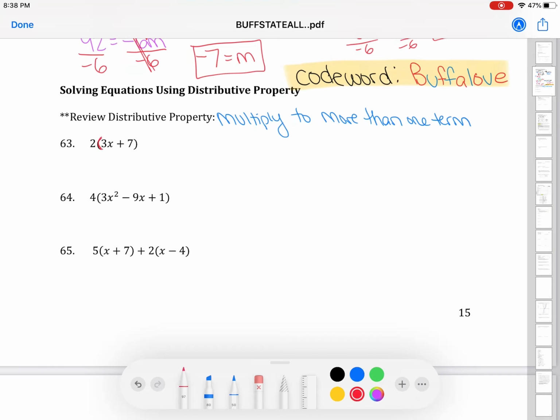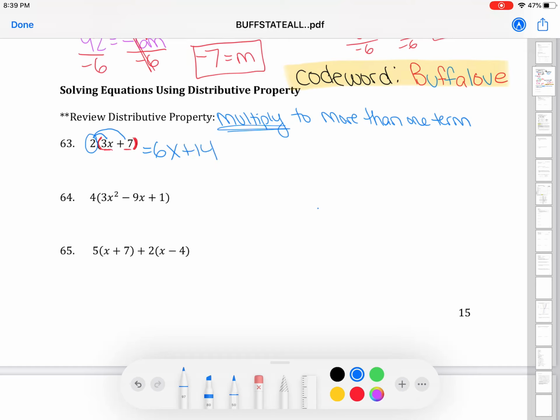Okay, and the best way to learn distributive property is through examples. So if you look at number 63, 2 is on the outside of the parentheses. Remember, parentheses mean multiplication. But notice where the parentheses end. They end after the 7. There are 2 terms in the parentheses here. That means that that 2 is being multiplied to both of them, so you have to distribute the 2 through to both of them and use multiplication to figure this out.